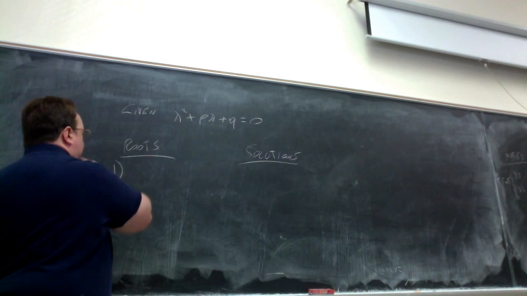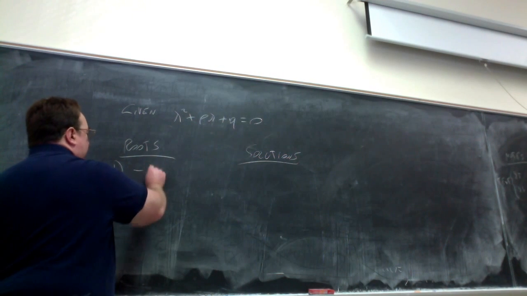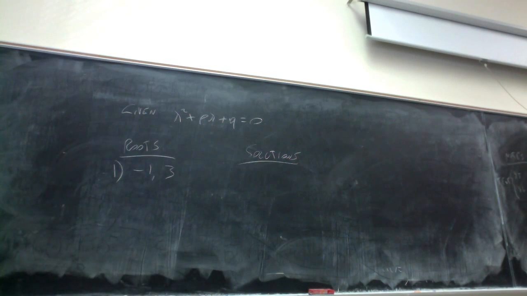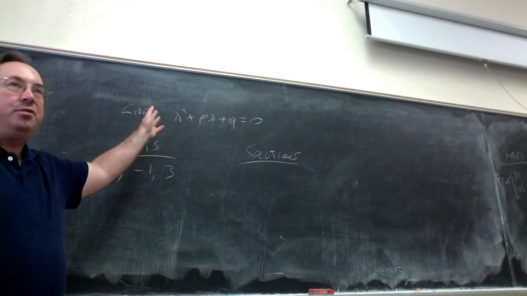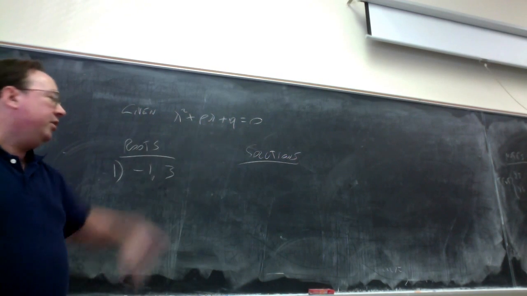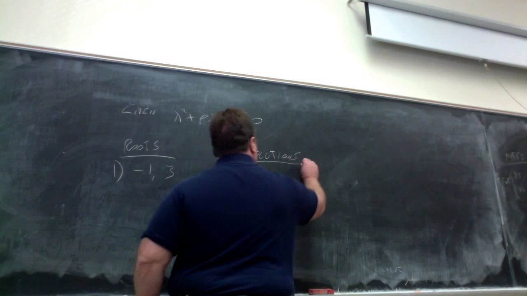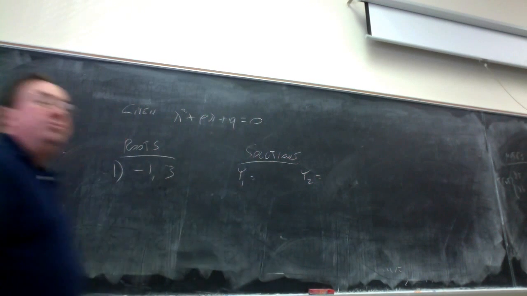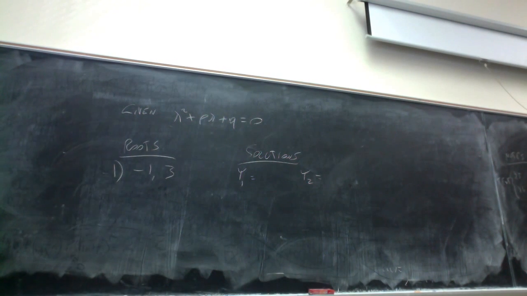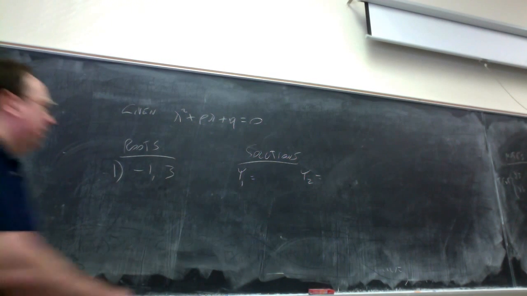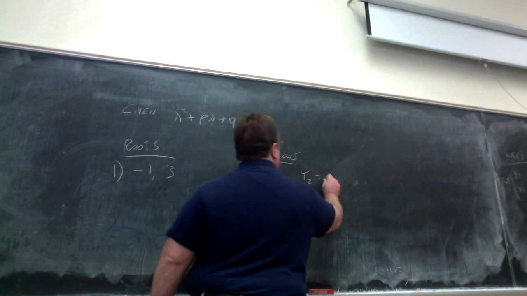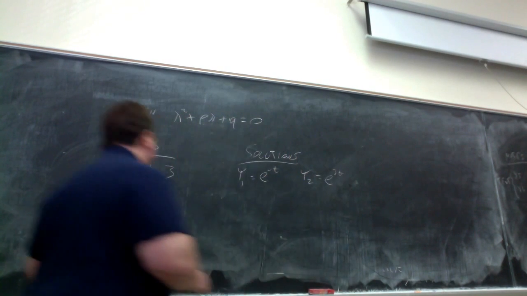I'm going to write down some specific roots that could come from this equation, and I want you to tell me what the corresponding solutions would be. So for the first case, let's say roots -1 and 3. If you solve this equation for a particular differential equation, you get these roots. What are your solutions, y1 and y2? Not c1, c2, just the functions that come out of this. Yeah, e to the minus t, e to the 3t.